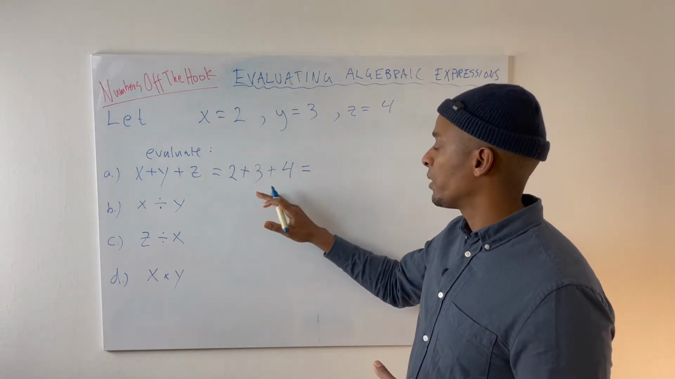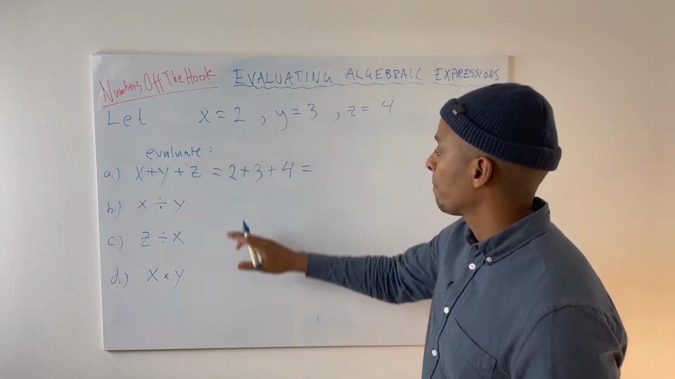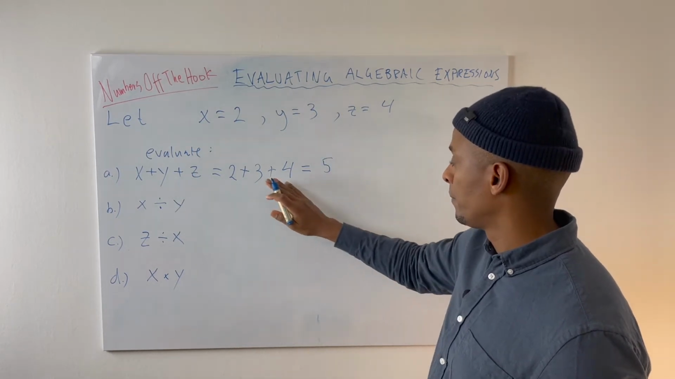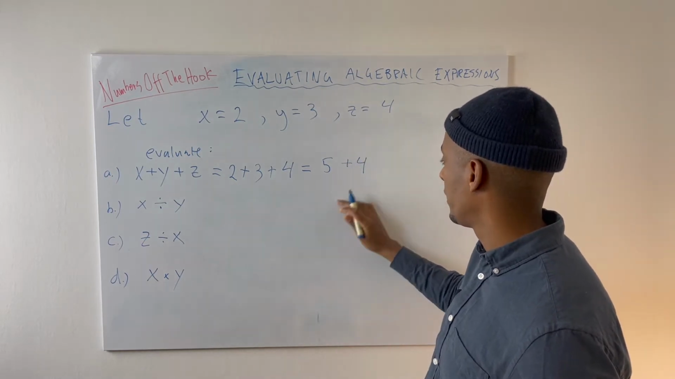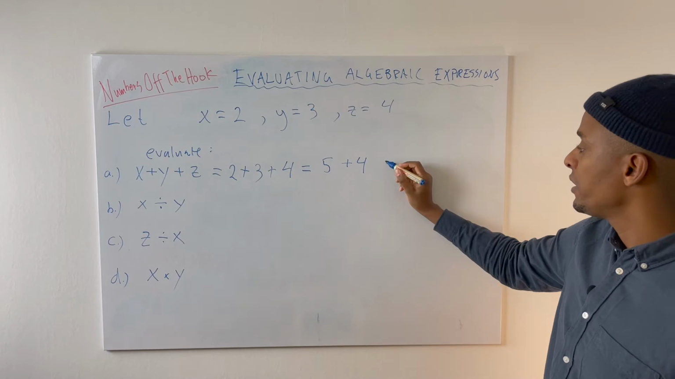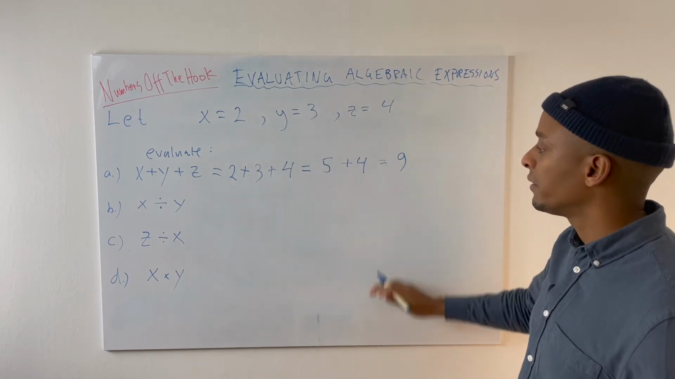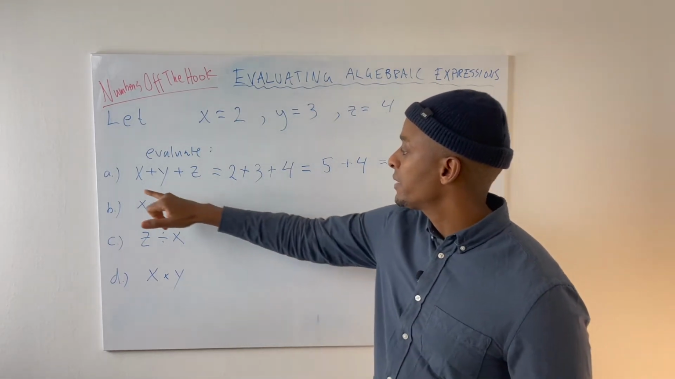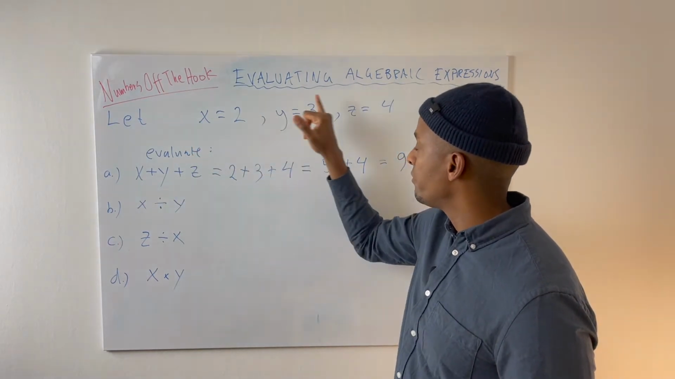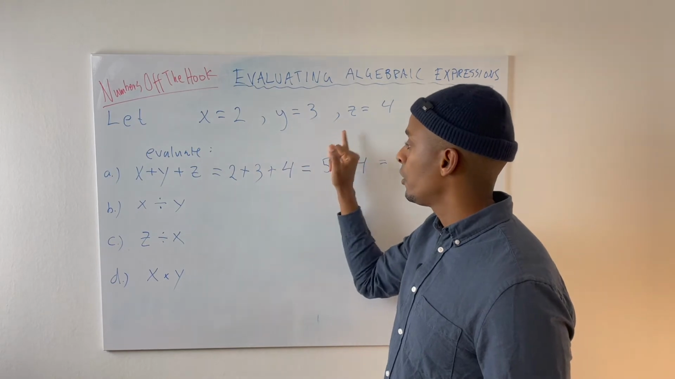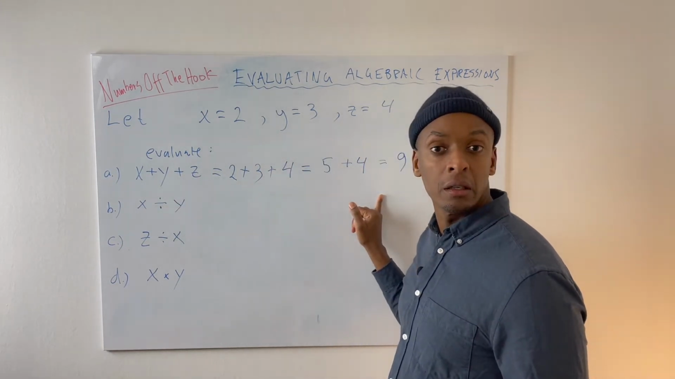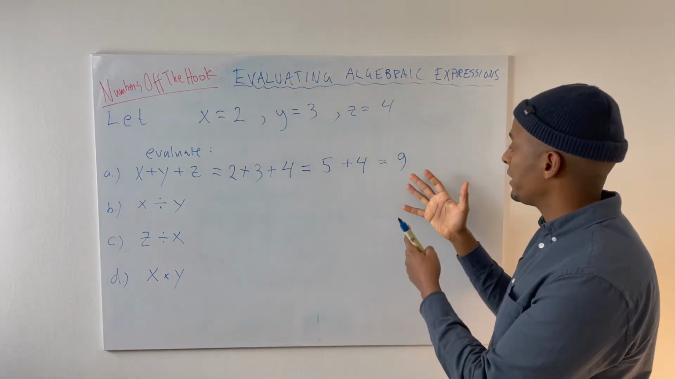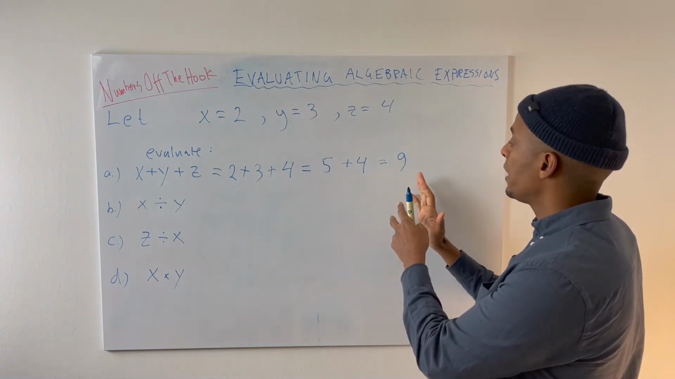So now we have 2 plus 3 plus 4. Okay? 2 plus 3 is equal to 5. And we have a 4 remaining. 5 plus 4 is equal to 9. And that's the final result. We have here that this algebraic expression, given these values for the variables x, y, and z, was evaluated to be 9. Okay, I hope that's clear. And we can see here, this is clean. We can't make this simpler. This is in its simplest form.